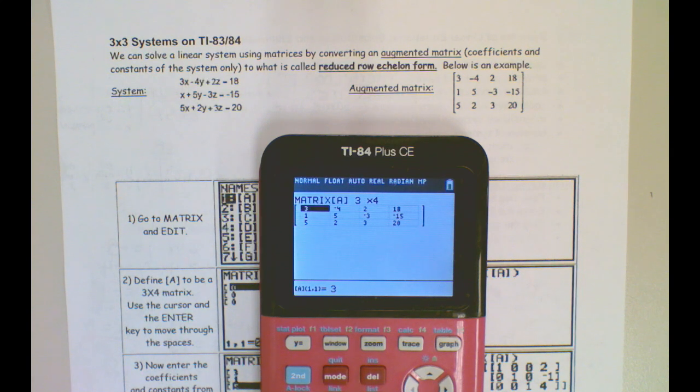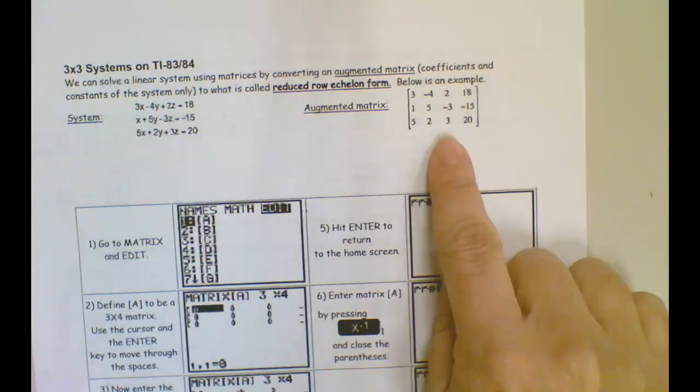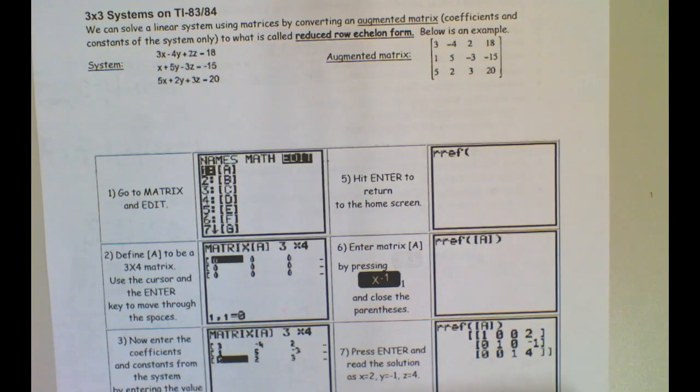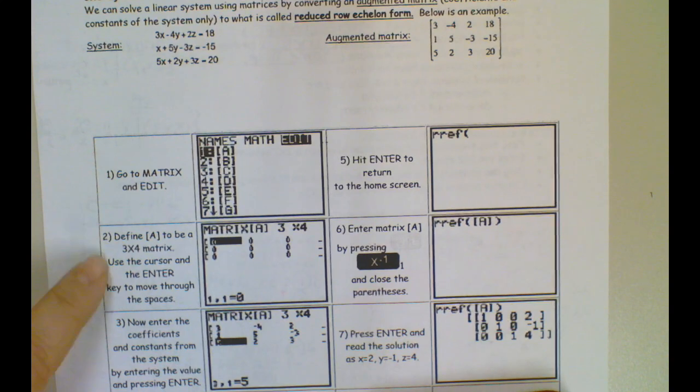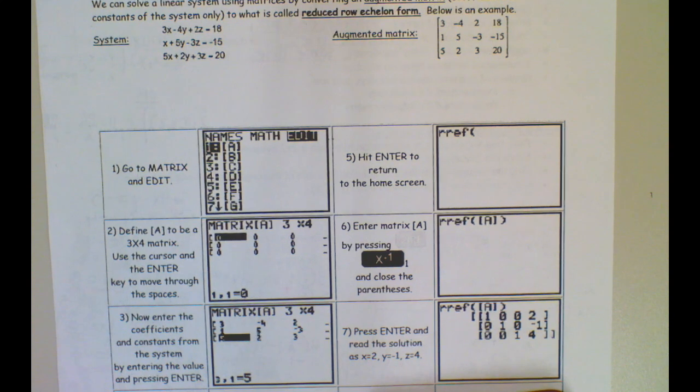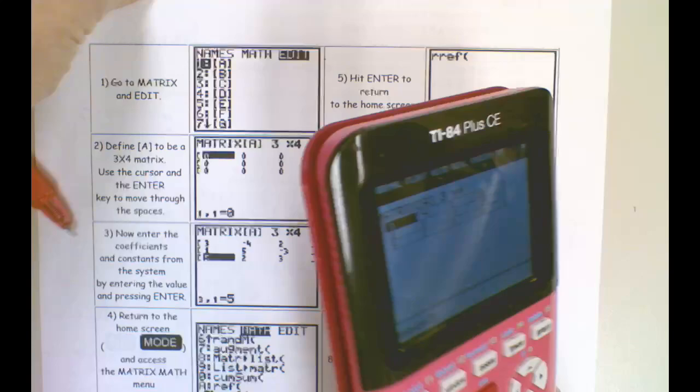So now I double checked everything. This is what the augmented matrix should look like. And so we did this. We defined it to be a 3x4. We entered everything. Now we're on step 4, which says return to the home screen.